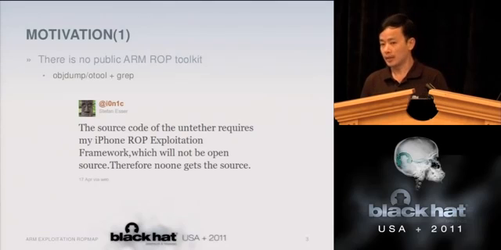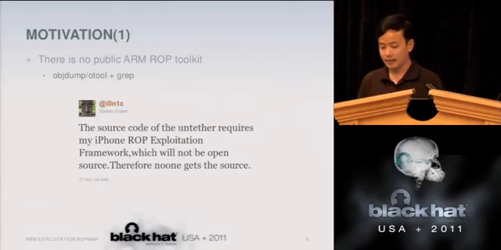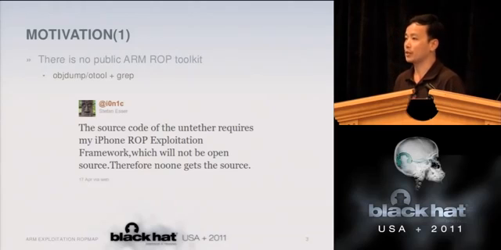It's true. You can have a look at Comex's jailbreak framework. He just uses objdump and grep to find the gadgets. But it will take time to construct the ROP gadgets that way, and it will be hard to do automation with just grep.